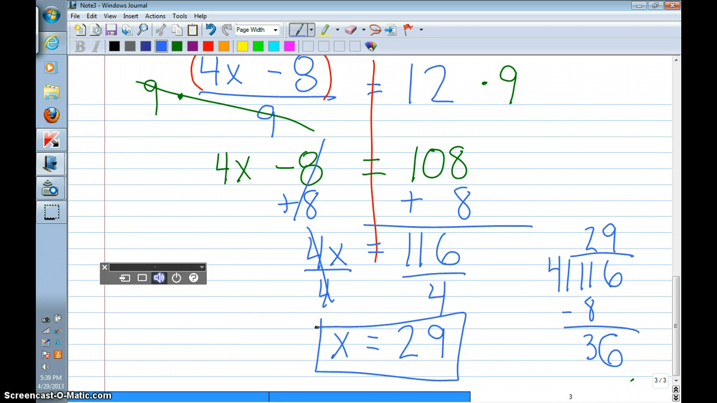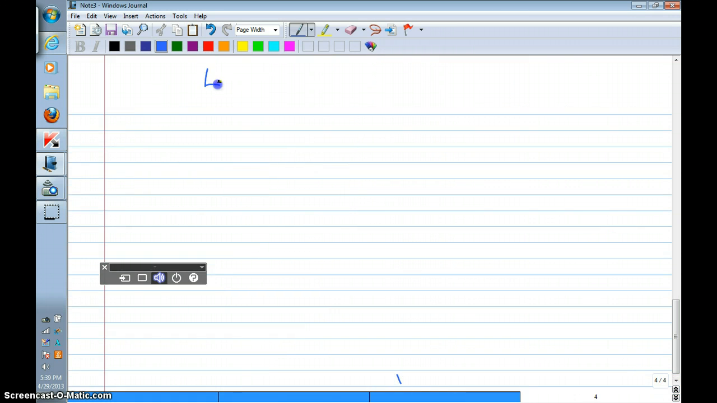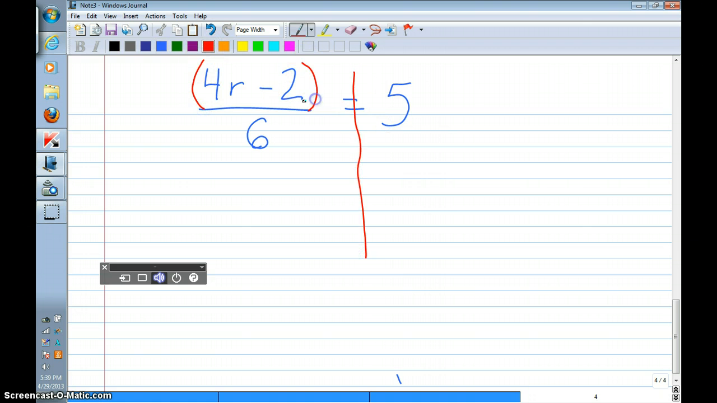Okay, I'm going to try one more where there is a division bar there. I'm going to do, let's see, 4r minus 2 all over 6 is equal to 5. Again, I'm going to draw my line, and I have to think of this as in parentheses. I want to get rid of this 6 first, so it's being divided by. I have to do the opposite. It's multiplying. So I'm left with 4r minus 2 is equal to 30.